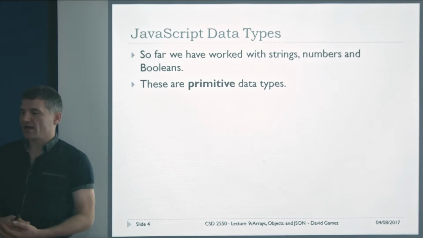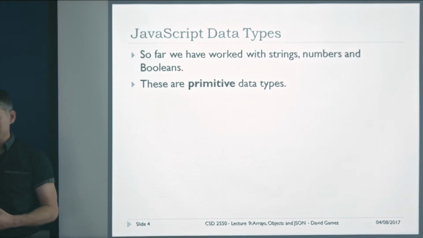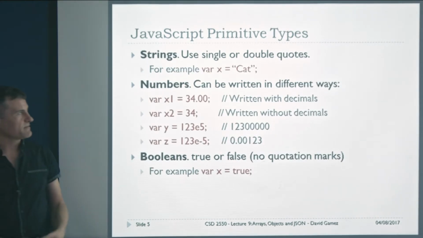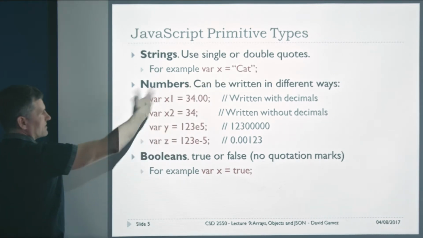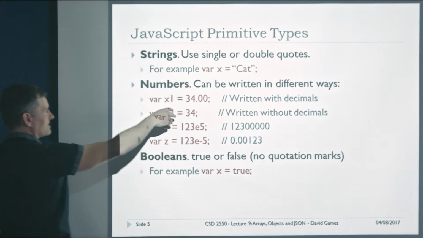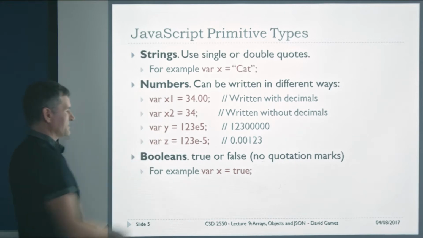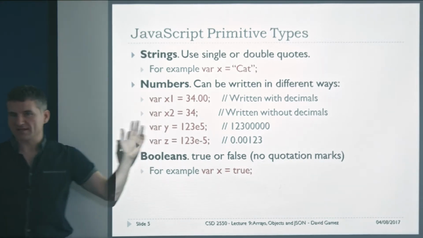So far in this course, with JavaScript, we've looked at strings, numbers, and booleans. These are called primitive data types, very simple, straightforward data types. So we had var x equals "cat", which is a string, or var x1 equals 34, which is a number, and then floating point values, integers, and so on, and booleans as well. So these are what are called primitive data types in JavaScript.